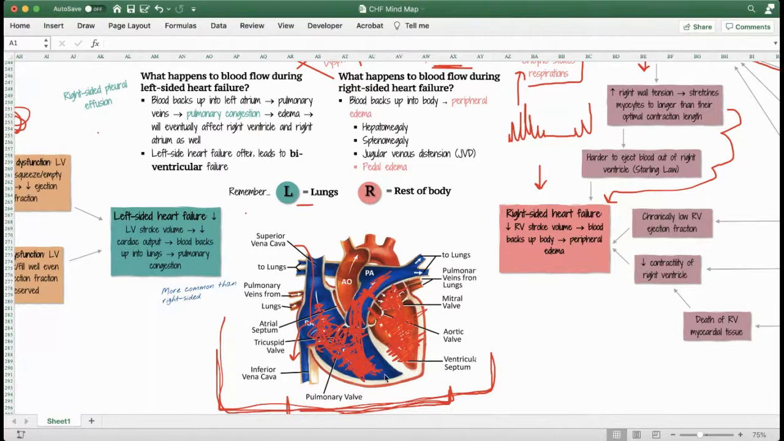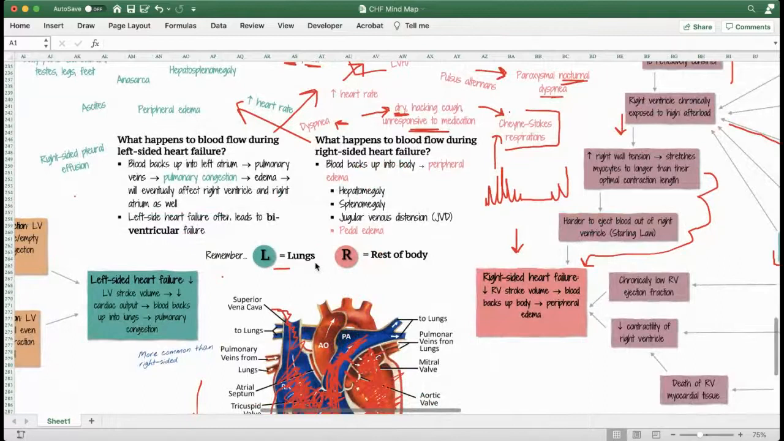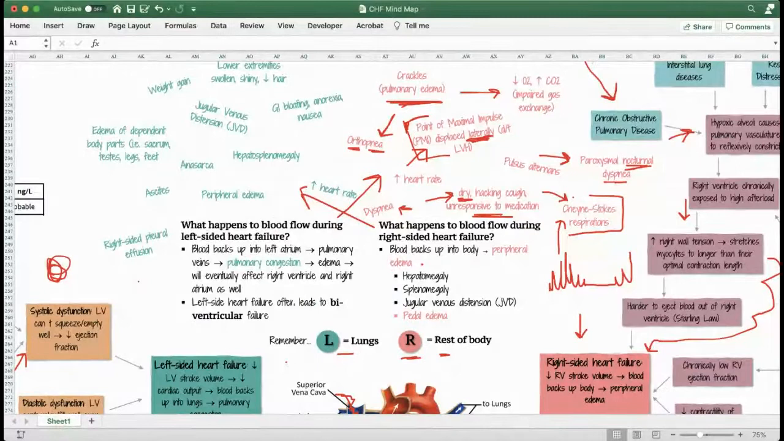So it's going to back up here, into the right atrium, back up through the superior vena cava, back up through the inferior vena cava, and you're going to end up with problems in the rest of the body. So right, R equals right, R equals rest of body. And for some stupid reason, I got these mixed up, but you're going to end up with things like peripheral edema, but you can also end up with hepatomegaly, splenomegaly, jugular venous distension, or JVD.